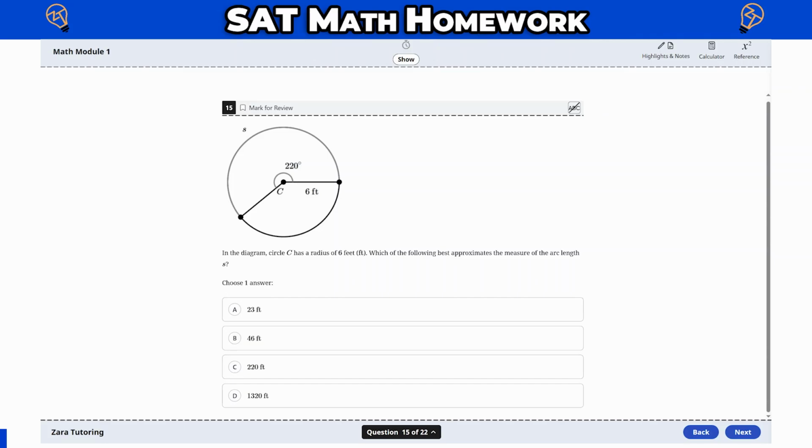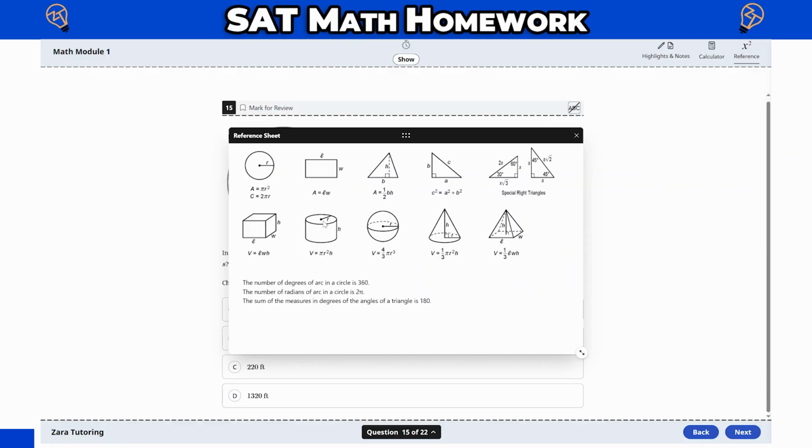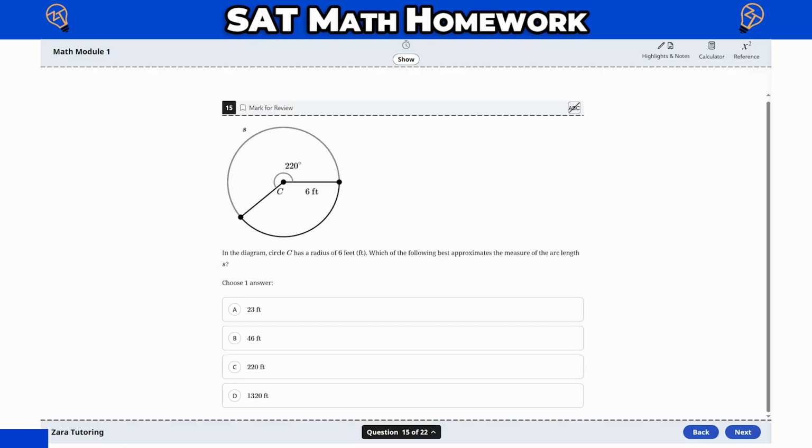An important formula to know here is arc length. Now, they don't give it to us in our reference document here, so it's one that you just want to be familiar with. So it's arc length, which is abbreviated with S, is the radius times theta. What's really important about theta is it needs to be in radians.